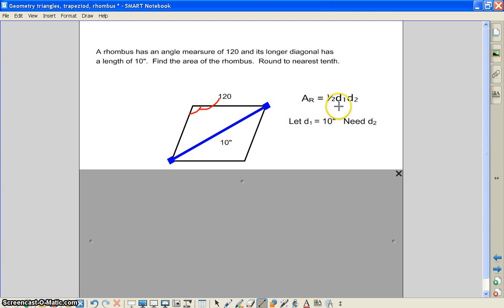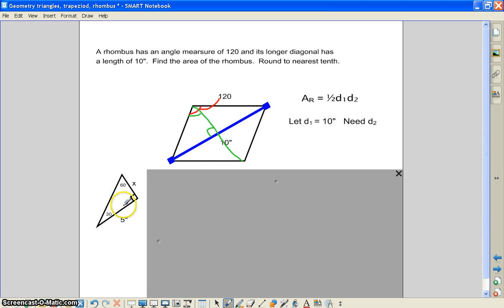We know our formula. Area of rhombus is equal to 1/2 d1 times d2, and then we're letting d1 equal 10 inches, so we need to find d2. Well, if I draw in green the other diagonal, and that's good enough. We know that this is 90 degrees. We also know that this will be bisected, so this angle right here will be half of 120, or it will be 60 degrees. So we end up with a triangle right here that is going to be 5 by x, 60 by 30, a 30, 60, 90 degree triangle.